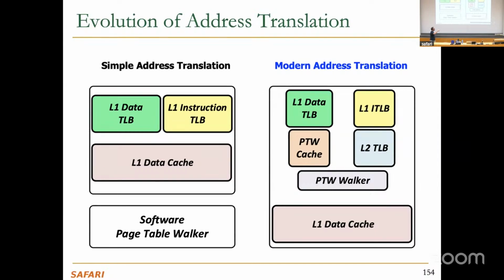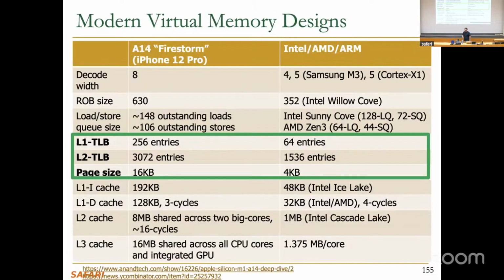Right now, we have a lot more components in the address translation subsystem. Why? Because there are many, many workloads which make use of a large data footprint, and we need to cover it up with more TLBs. We need to cover it up with a page table walker. We do not need to context switch every time we're missing the TLBs.